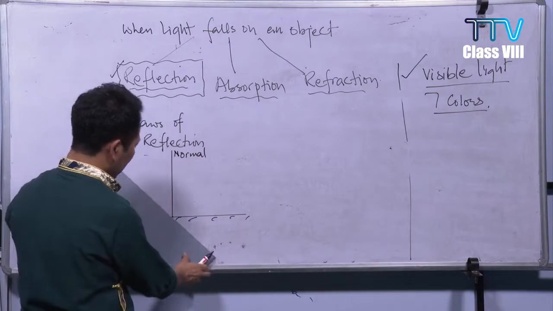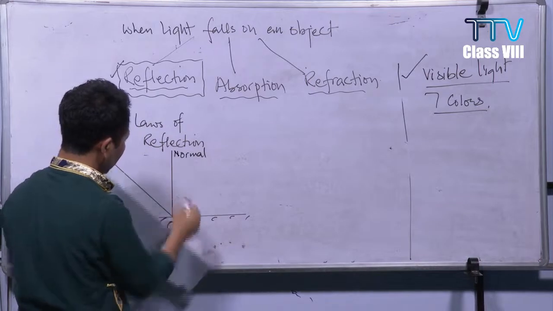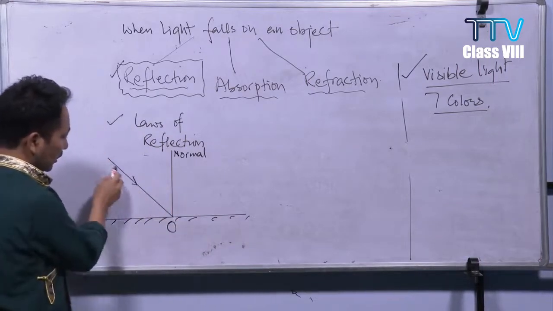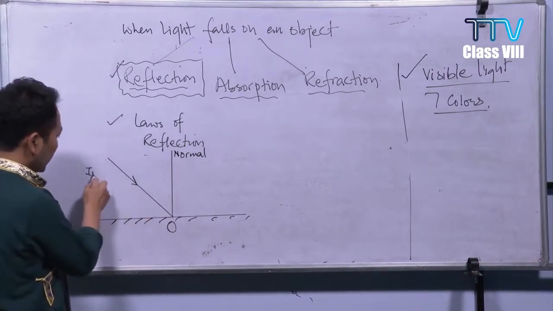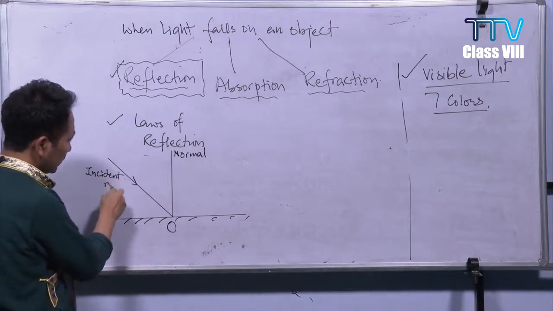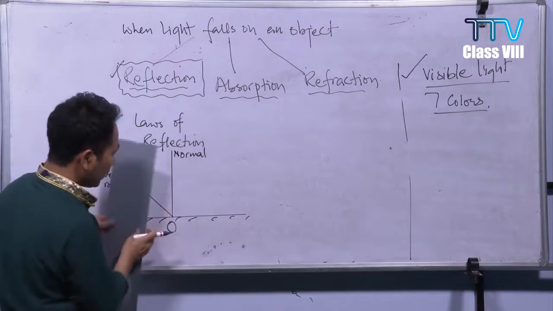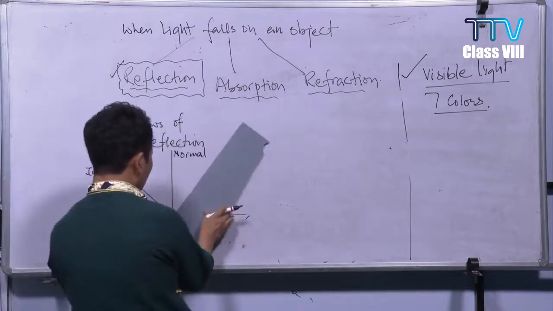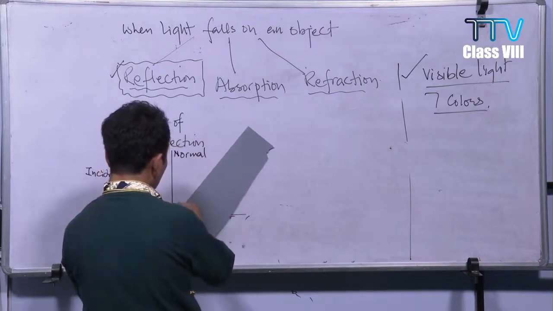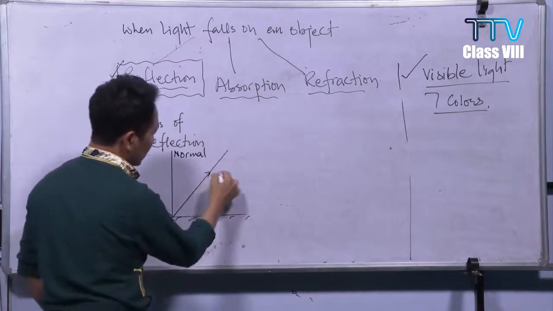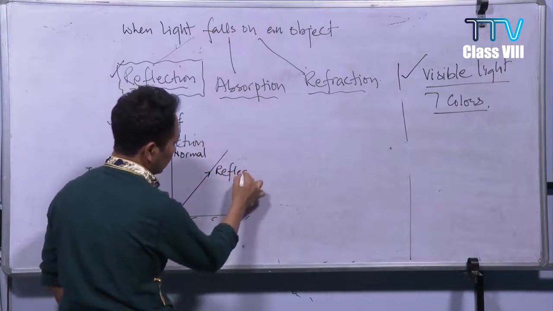And now, let's say a ray is falling on the surface at the point of incidence. This ray is called the incident ray. A ray that is falling on the surface is called the incident ray. Let's say this is the ray that gets bounced off from the surface, and we call it the reflected ray.